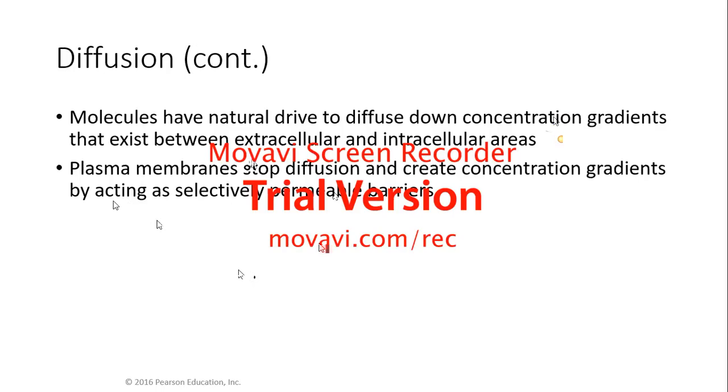Understand that your cell has to be very, very organized. So these carrier proteins, these channel proteins, are very specific for certain substances that they carry.